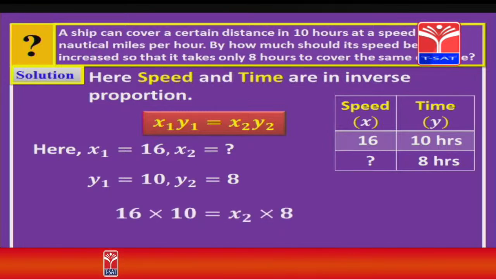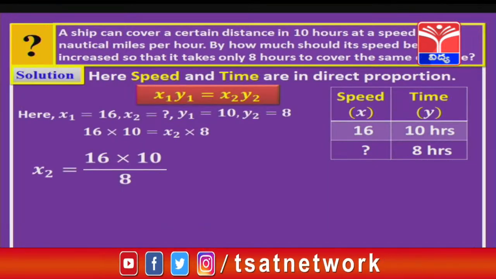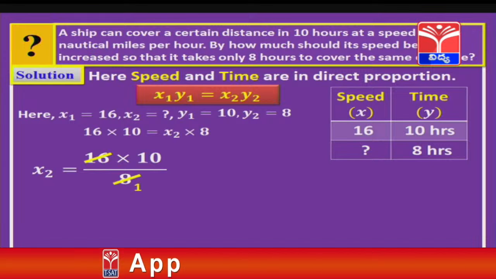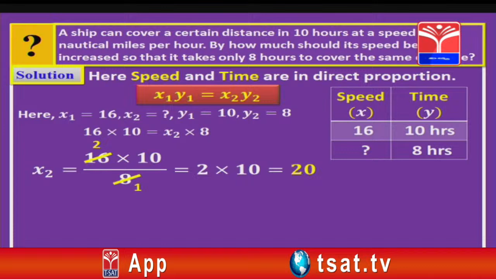Let us substitute these values in the equation. So, 16 into 10, that is x1 into y1, equal to x2 into y2, which is 8. Now, let us find the value of x2 from this, children. So, we get 16 into 10 by 8. 8 goes in 8 one time, whereas in 16 it goes 2 times. So, we are left with 2 into 10, which is 20.